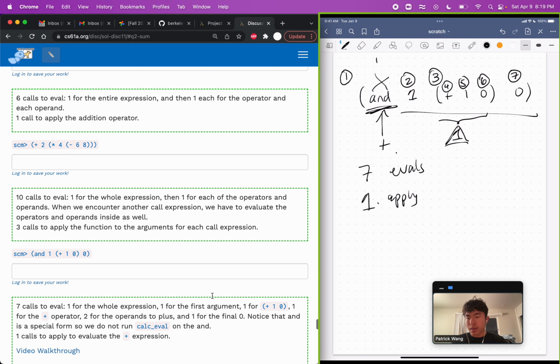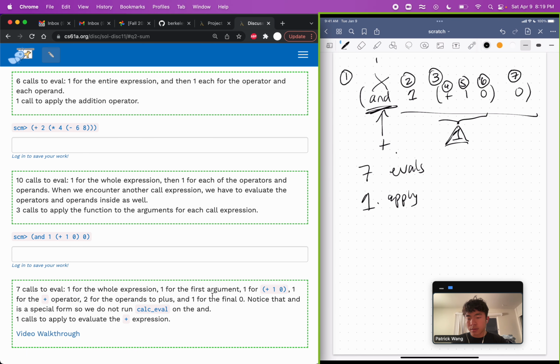And so that's going to be all of this problem. I got confused on this problem myself. I actually kind of forgot that you don't evaluate special forms. So if my explanation was kind of confusing, feel free to email me with any clarifications.